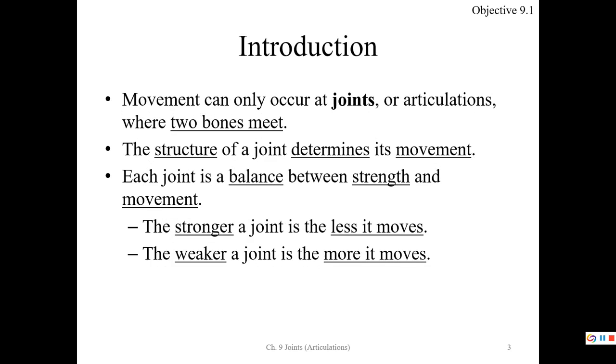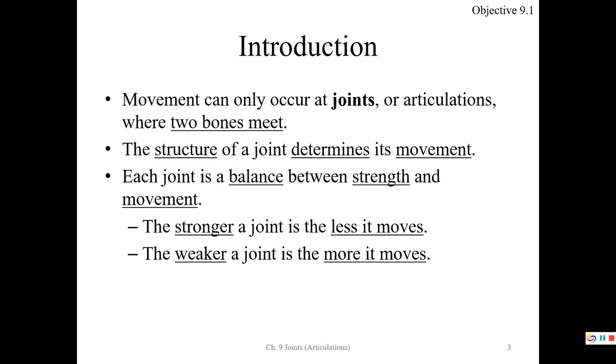So as we go on, we just want to really remind you guys, first off, what a joint is, what an articulation is: where two bones meet. Now, this is the place that movement can happen. Movement can only happen at a joint. Structure of a joint determines what it can do. It determines its movement. So it's a very important relationship between form and function, like I talked about in chapter 1. How form fits function.